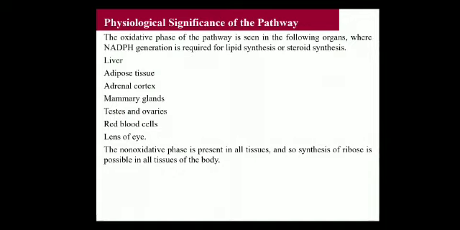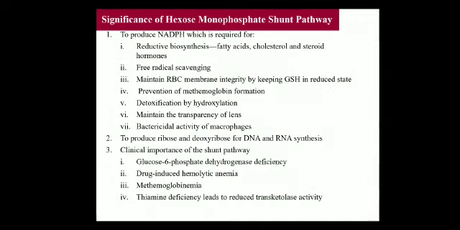These are the organs where this pathway is taking place: liver, adipose tissue, adrenal cortex, mammary glands, testes, ovaries, RBCs, lens of eyes, all these. The non-oxidative phase is present in almost all the tissues. So synthesis of ribose is possible in all the tissues of the body.